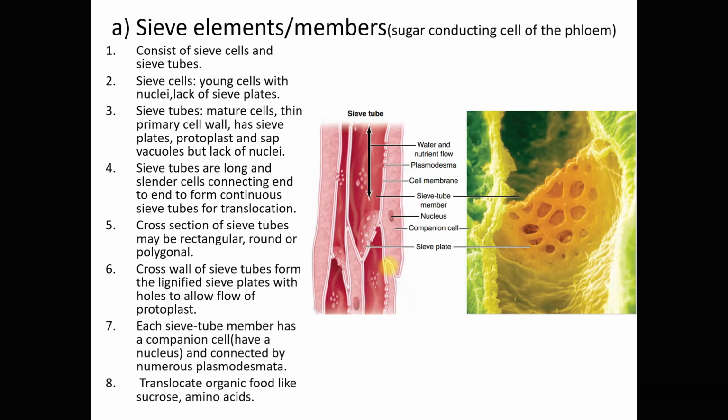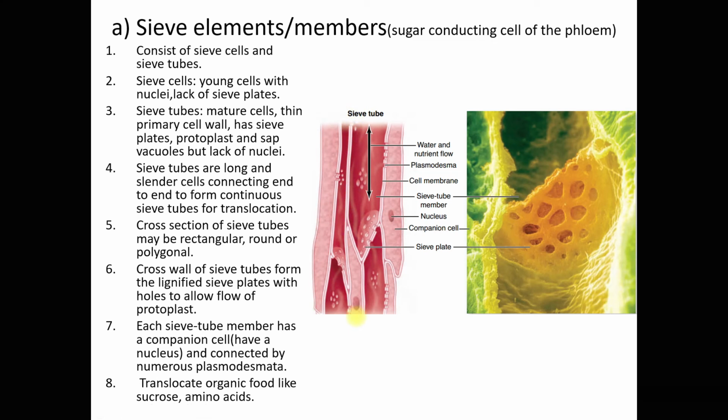Each sieve tube member has a companion cell. You can see this companion cell, and this companion cell has a nucleus, and is connected by numerous plasmodesmata. So between this sieve tube cell and this companion cell, these two cells are connected with a plasmodesma or many plasmodesmata. So sieve elements or sieve tubes translocate organic food like sucrose and amino acids.